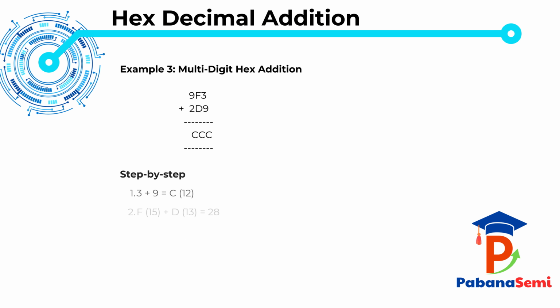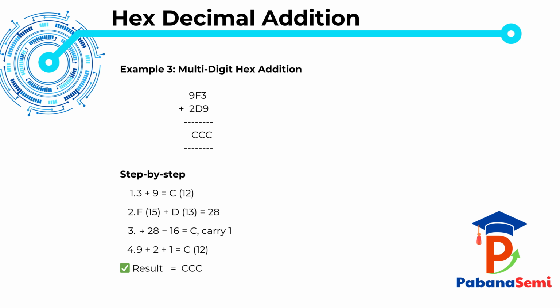Now let's look at a multi-digit hexadecimal addition example. We are adding 9f3 and 2d9. As always, we begin from the rightmost column. First, we add 3 plus 9. That gives us 12 in decimal, which is written as c in hexadecimal. There is no carry here because the sum is less than 16.